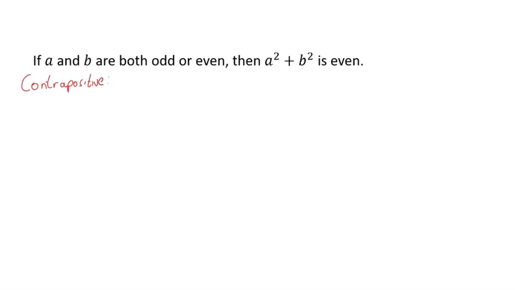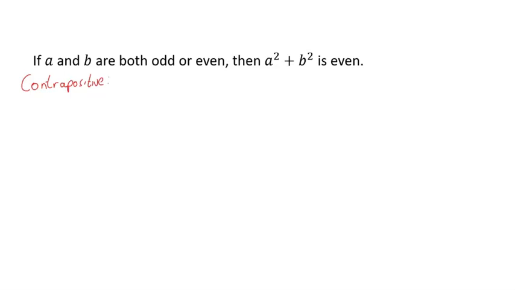Now, the last couple have been quite nice and easy, taking formats of even and odd numbers for single things. This one here is the if p then q, so if a and b are both even or odd, then the q, which is a squared plus b squared, is even. Revert it, flip it, and start to look at it from the other perspective.